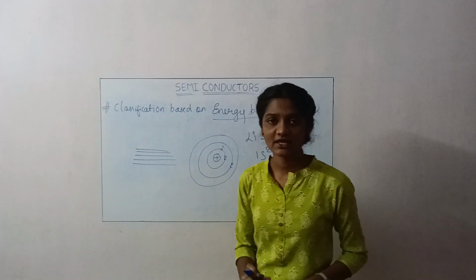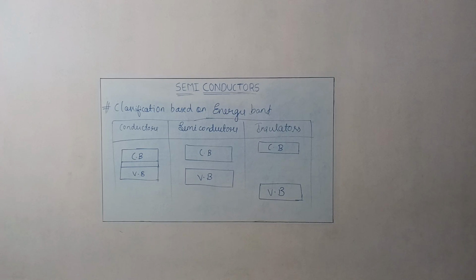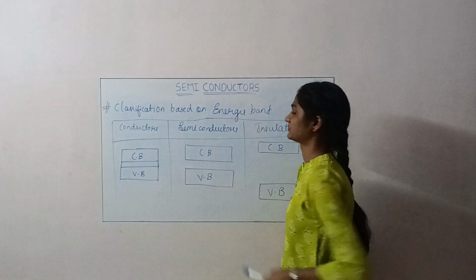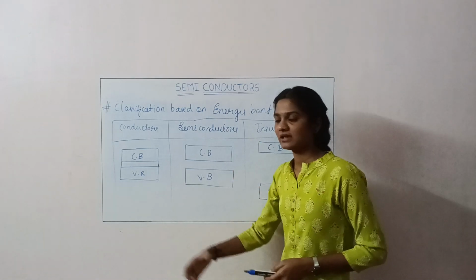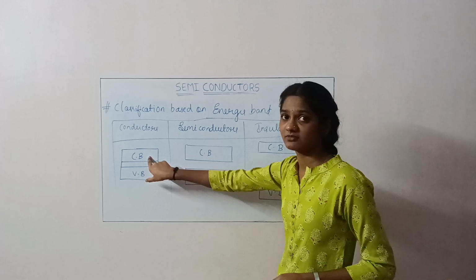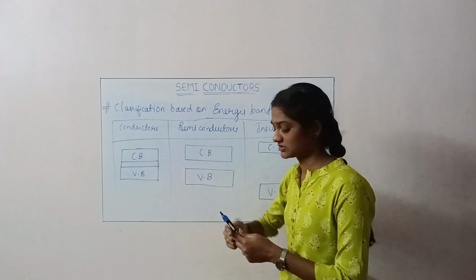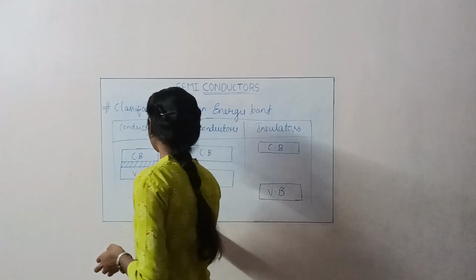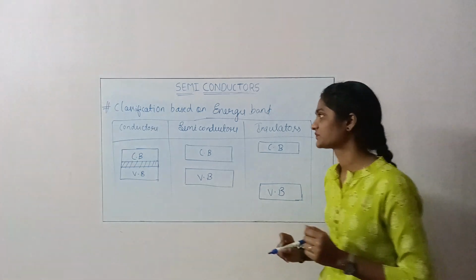That we call energy band. Okay, we got to know about energy band, right? So in case of conductors, the valence band and conduction band are overlapped, which means there is an easy flow of charge carriers.